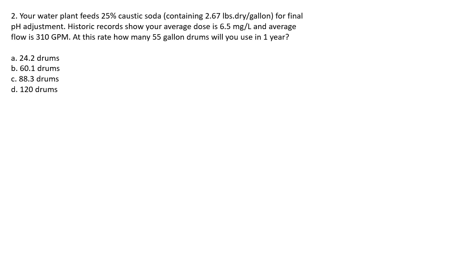Question 2. Your water plant feeds 25% caustic soda containing 2.67 pounds dry gallon for final pH adjustment. Historic records show your average dose is 6.5 milligrams per liter. An average flow is 310 gallons per minute. At this rate, how many 55-gallon drums will you use in 1 year? 24.2 drums, 60.1 drums, 88.3 drums, or 120 drums?